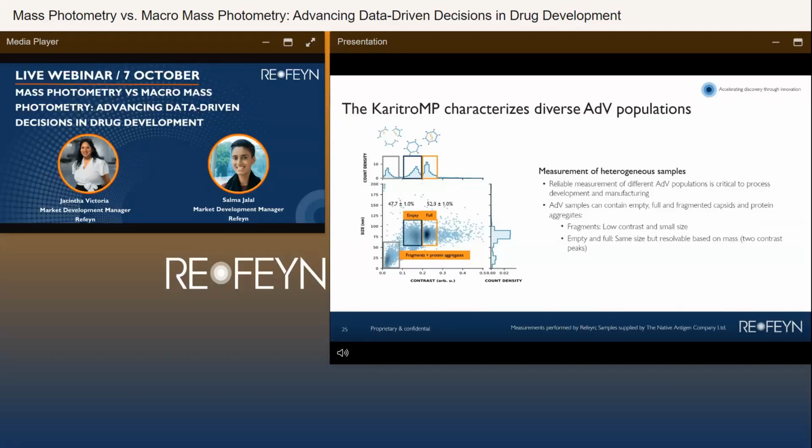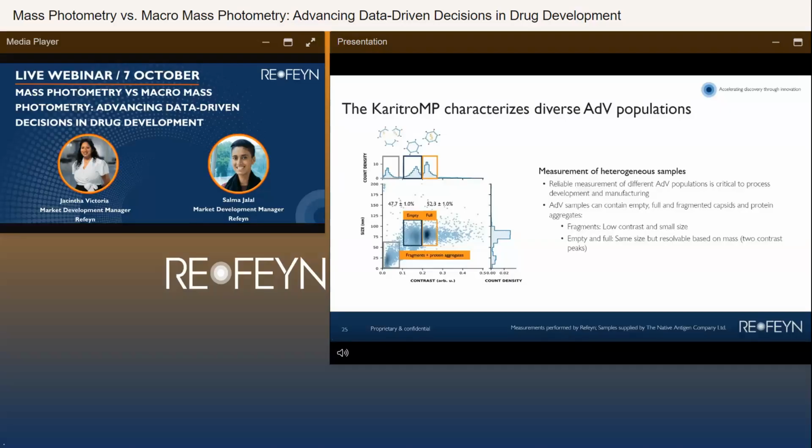And as you can see, you have three populations that were identified by the Kiritro MP. So the bottom left, which is low mass or low contrast and small size particles, those are probably your fragments, capsid fragments, and also your protein aggregates. There were also two other populations that were identified.